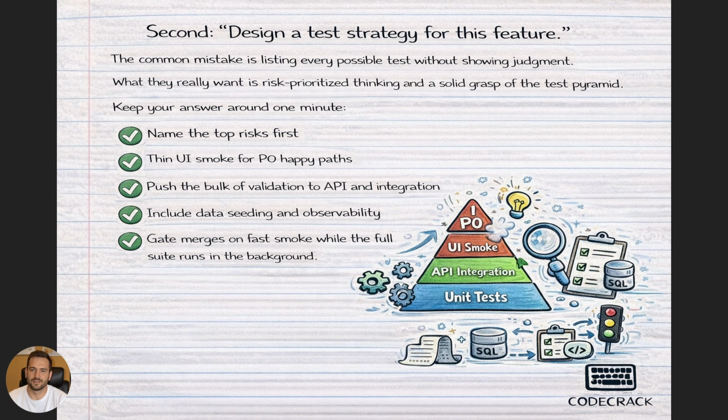Second, design a test strategy for this feature. The common mistake is listing every possible test without showing judgment. What they really want is risk-prioritized thinking and a solid grasp of the test pyramid. Keep your answer around 1 minute. Name the top risks first, then thin UI smoke for P0 happy paths. Push the bulk of validation to API and integration. Include data seeding and observability, and gate merges on fast smoke while the full suite runs in the background.